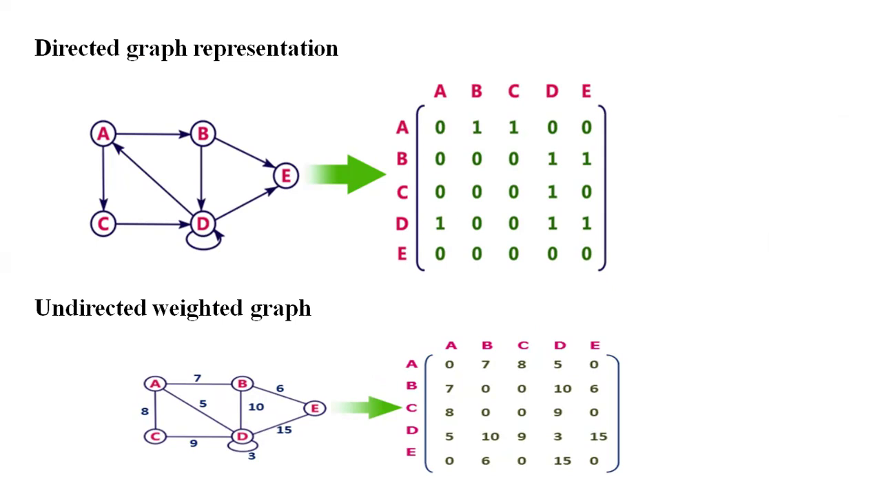Undirected weighted graph. In that, weight will be there. So A to B, what is the weight? 7. Then A to C, what is the weight? 8. A to D, what is the weight? 5. A to E, there is no connectivity. So in that undirected weighted graph, we have to assign the weight here.